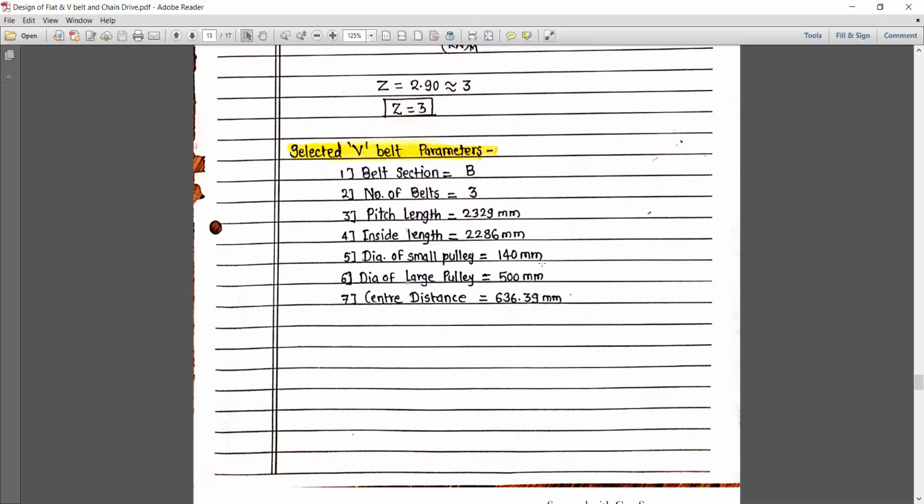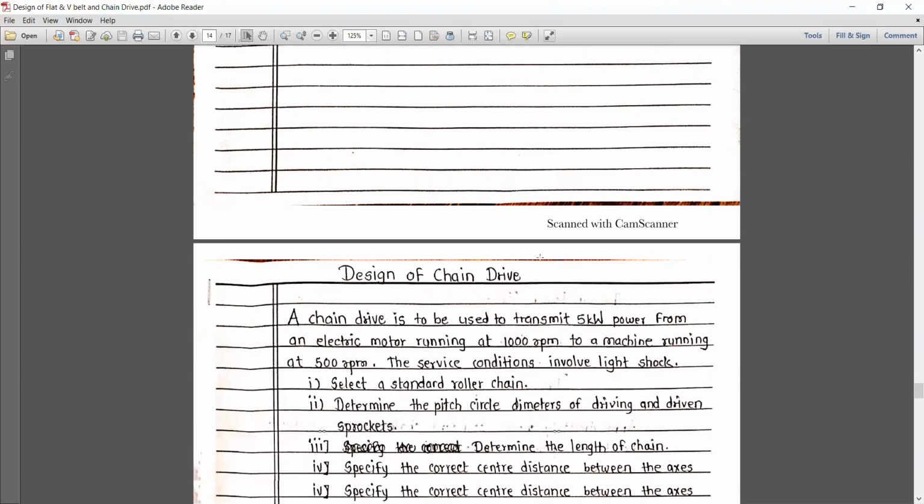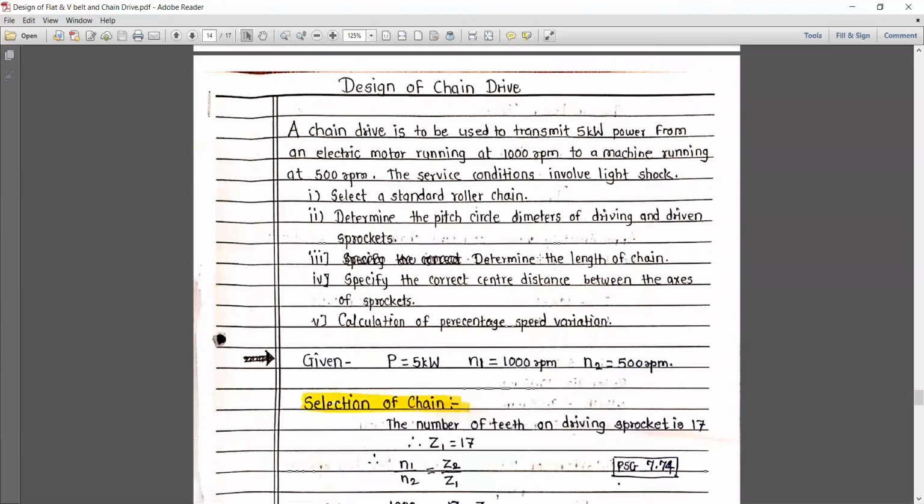Okay, now next we will see a numerical on chain drive. A chain drive is to be designed to transmit 5 kilowatt power from an electrical motor running at 1000 rpm to a machine running at 500 rpm. So the input speed is 1000 rpm and the output speed is 500 rpm. The service condition involves light shock.